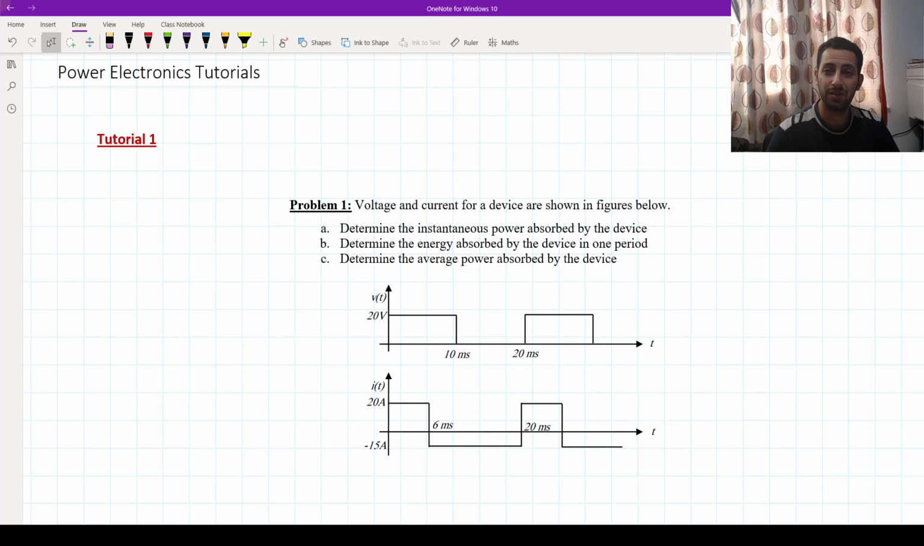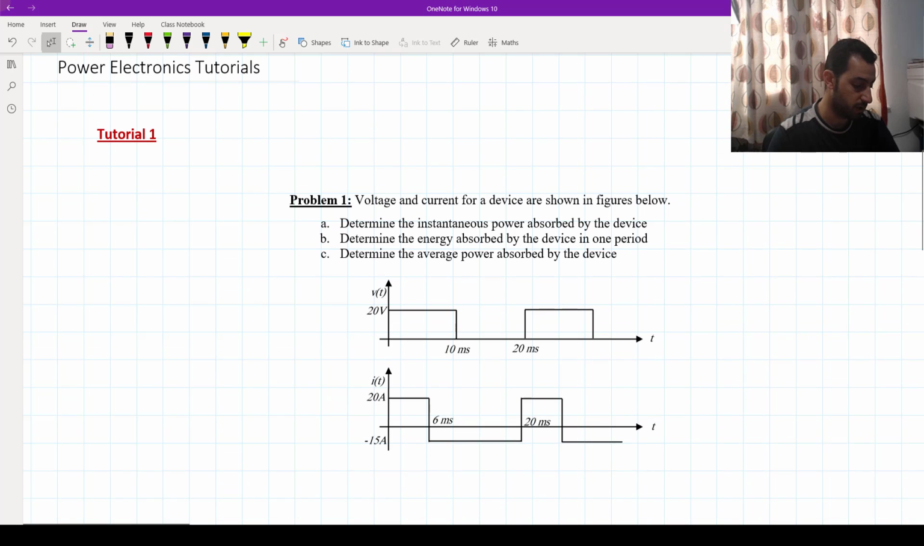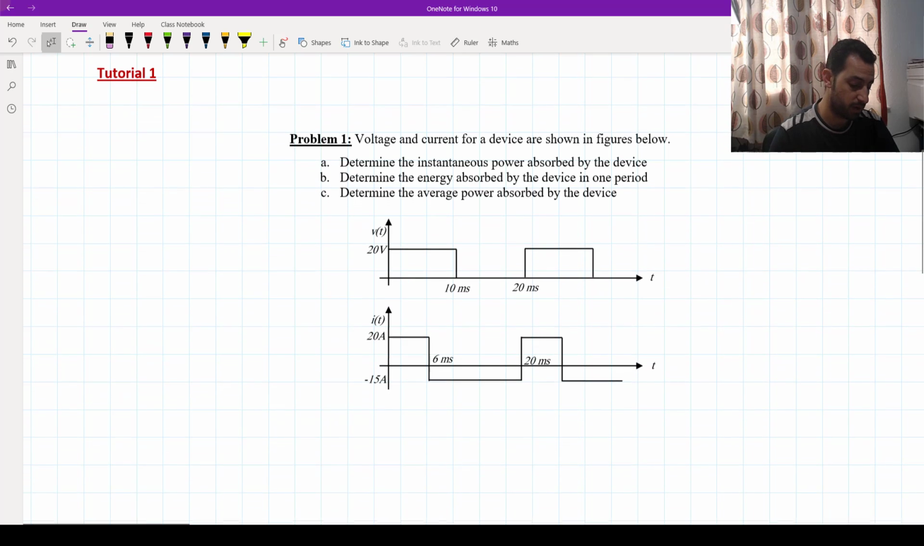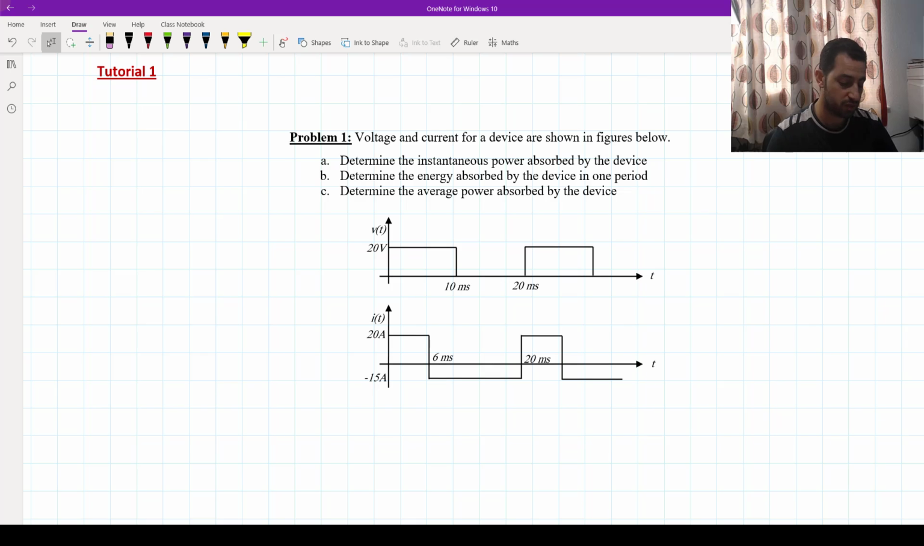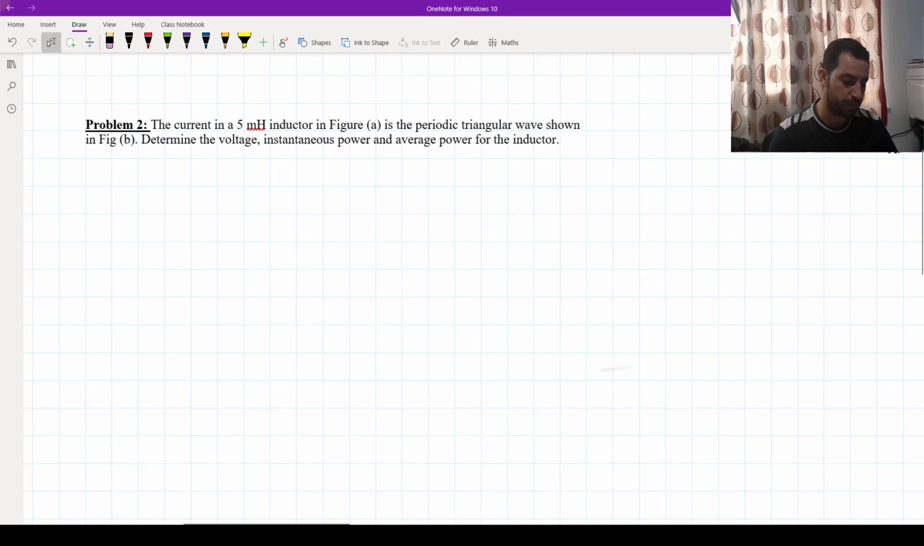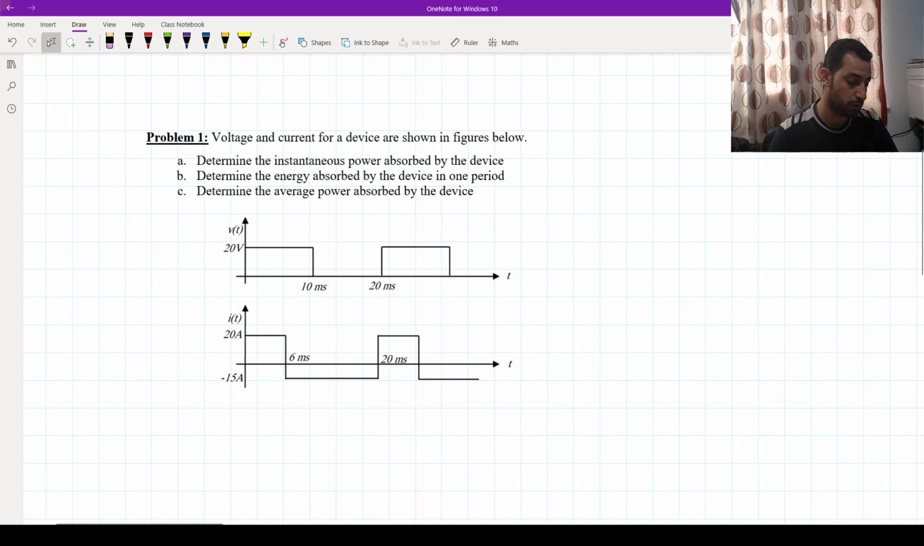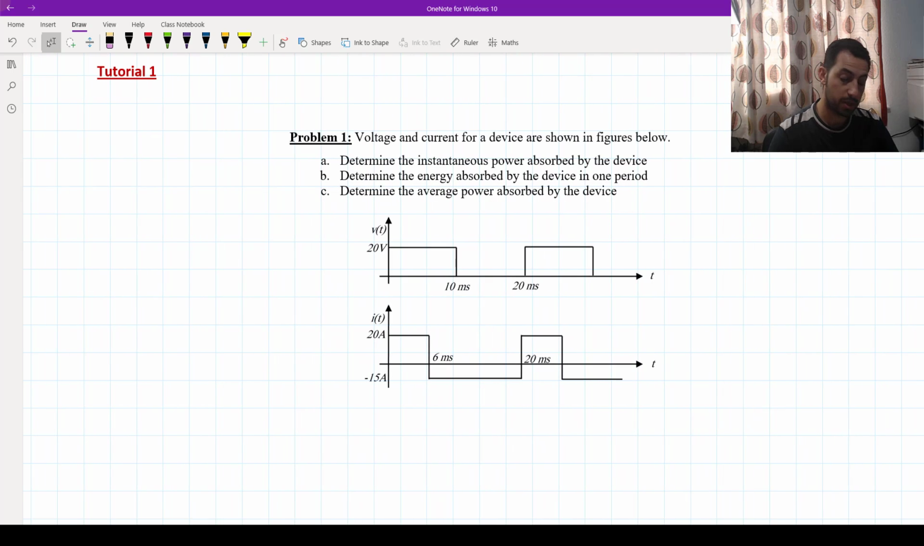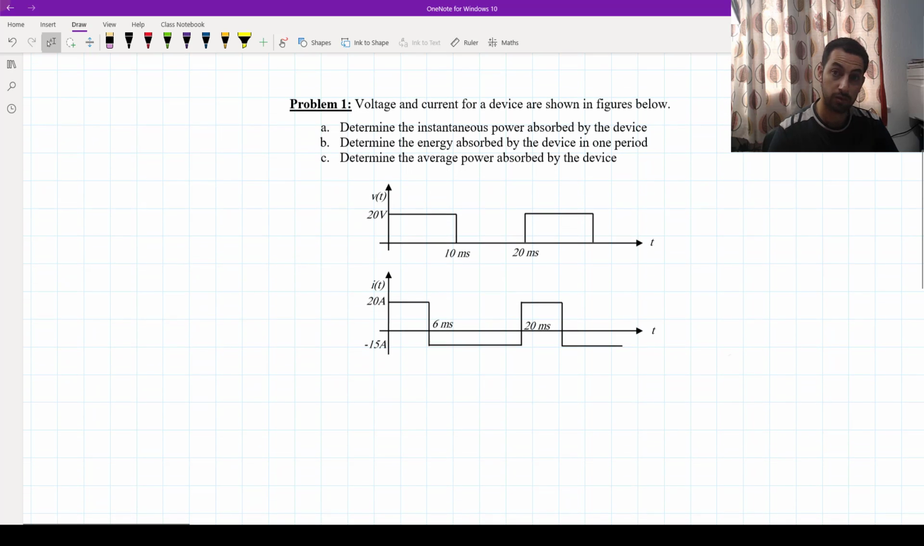Today we are going to cover a tutorial, and the tutorial is a set of problems that we are going to solve together. So we have some problems covering what we cover in the lectures regarding the energy and power calculation, the RMS and average values, and also the efficiency. We have about 5 questions. We'll go through some of them in this video, and the remaining will be covered in the next video. So let's have a start.